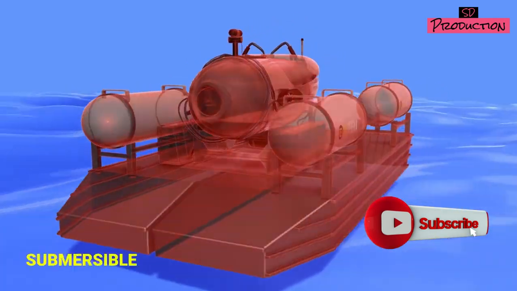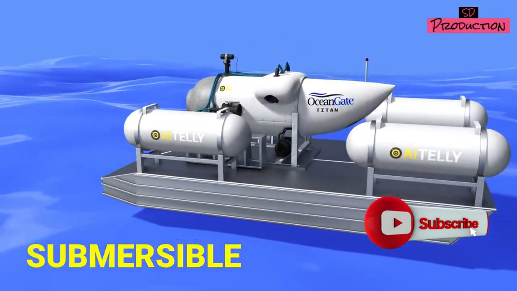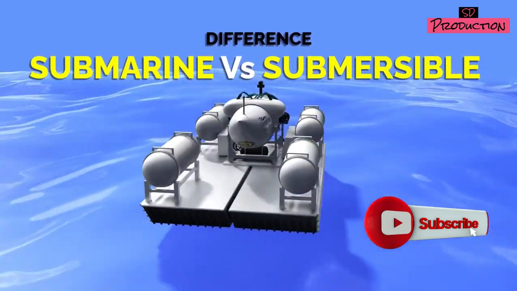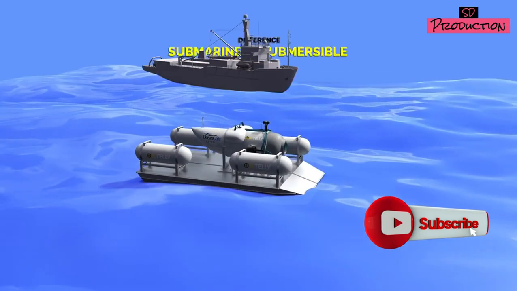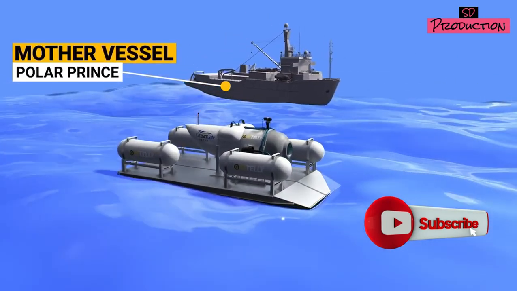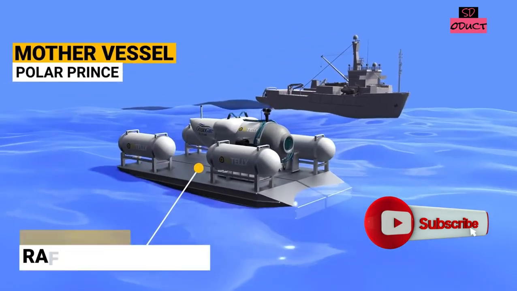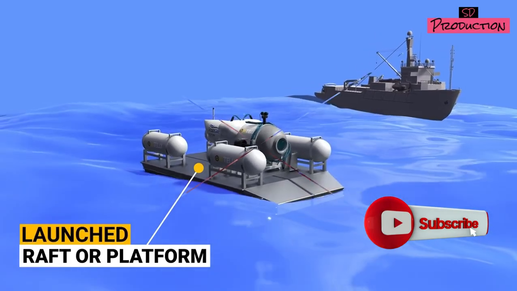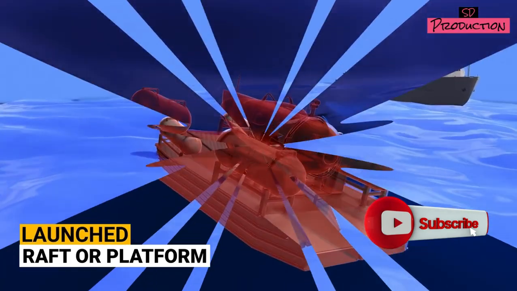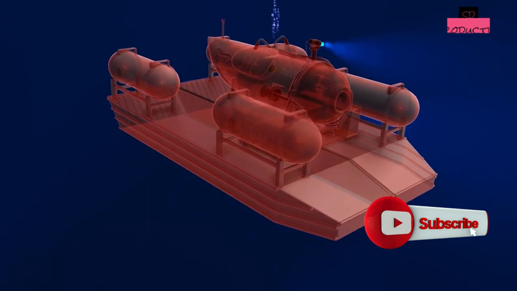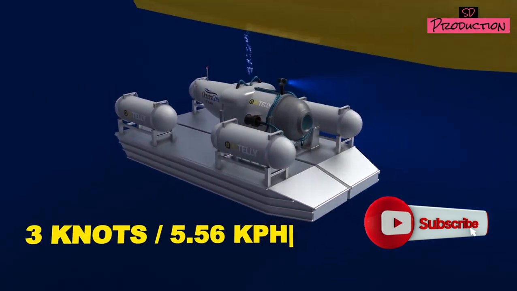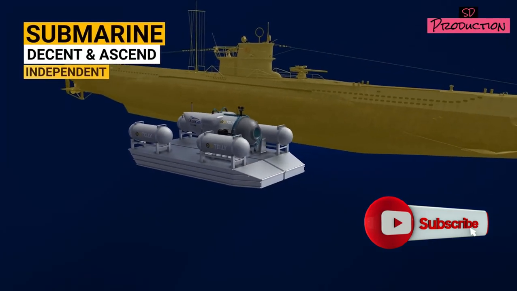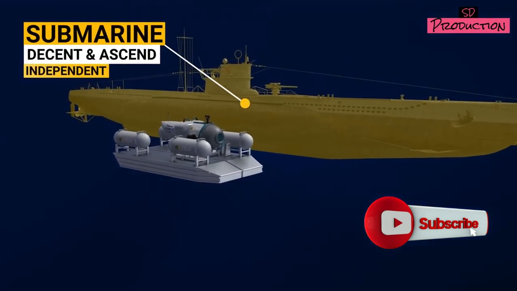Ocean Gate Titan. This is not a submarine, but the Titan is a Cyclops-class manned submersible. But what's the difference between the two? The primary difference between a submersible and a submarine is that the submersible is launched from a mother vessel or home vessel. They are typically launched on a raft or platform, which is placed into the ocean, and ultimately descends via 4 electric thrusters.